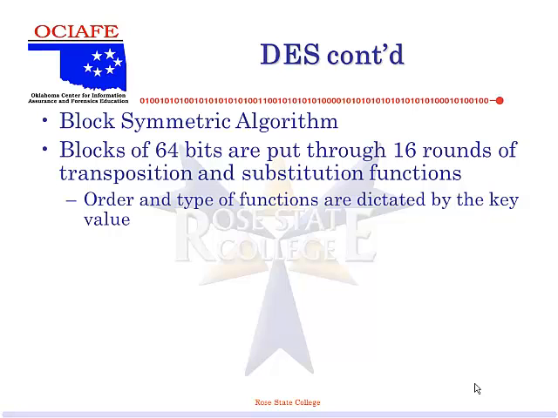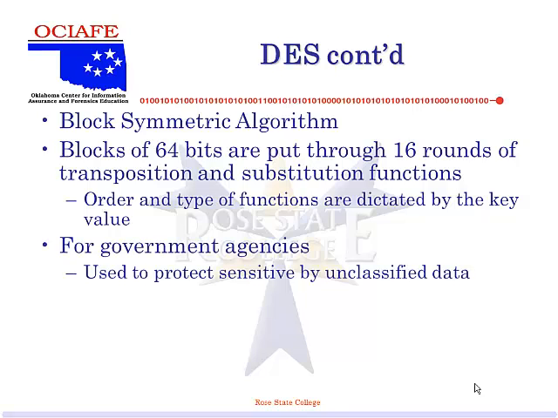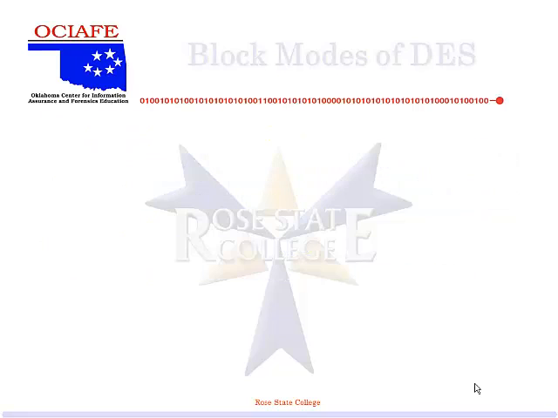Okay, blocks of 64 bits are put through 16 rounds of transposition and substitution ciphers, and the order and type of functions are dictated by the key value. Again, we only walk through 1 time, but it really goes through 16 times. For government agencies, it's used to protect sensitive but unclassified data. Okay, hopefully you all know the data classifications.